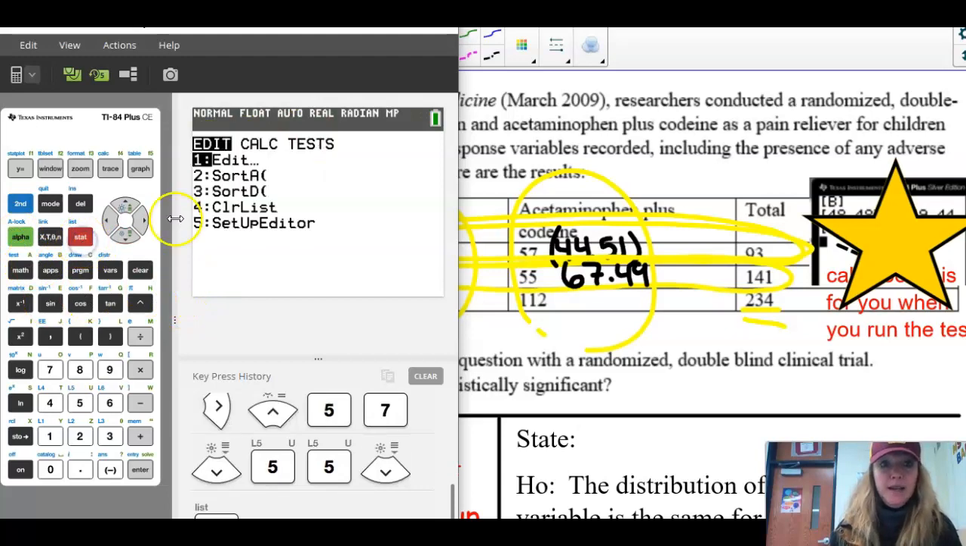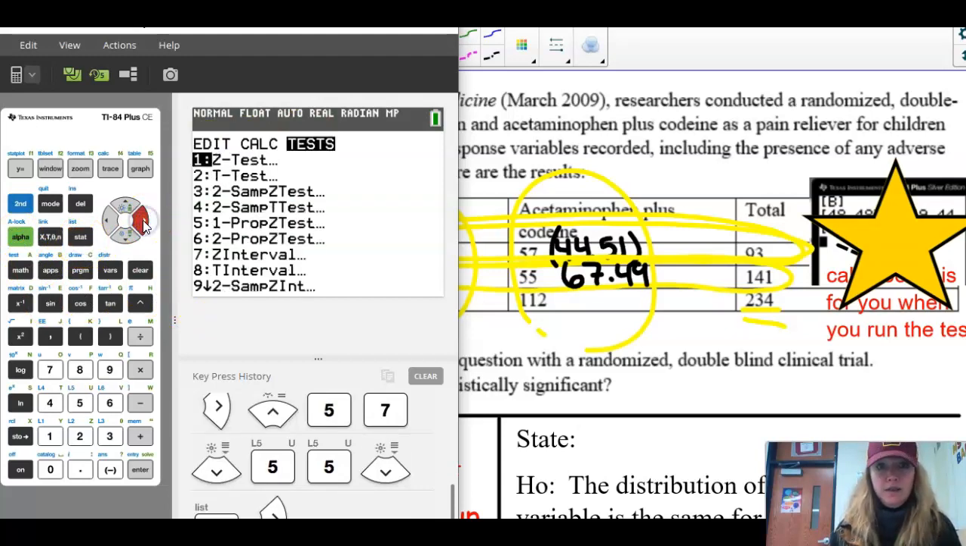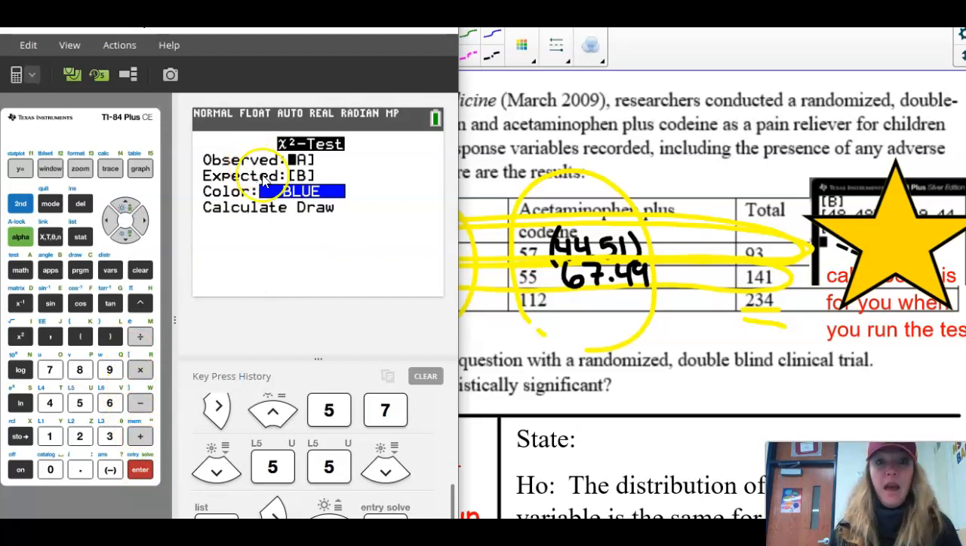I'm gonna go to stats. I'm gonna arrow over to tests. I'm gonna go to my chi-squared test. My observed is A, my expected is B. Now I know we found all of our expected by hand, and I did that because you do need to know it for the test. But when you're doing a free response question, the calculator actually will do it for you, okay?